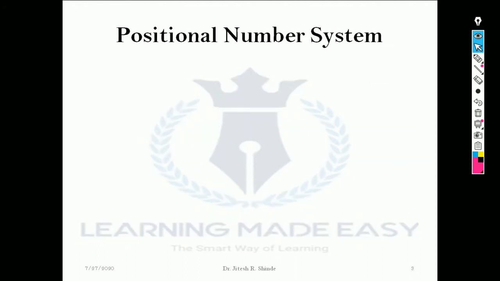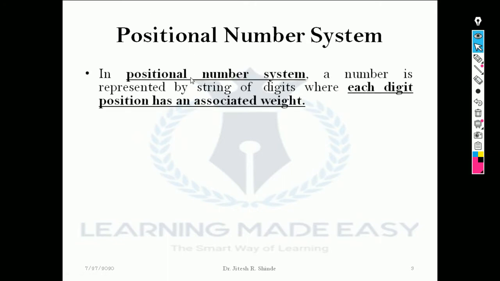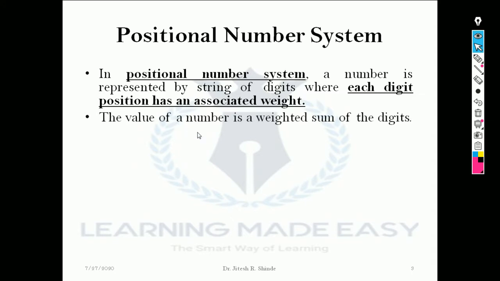Positional number system. This is the basic concept most of us may have studied at the primary level, in first, second or third standard. In a positional number system, a number is represented by a string of digits where each digit position has an associated weight. The value of a number is a weighted sum of the digits. For example, 2319 is equivalent to 2 into 1000 plus 3 into 100 plus 1 into 10 plus 9 into 1.